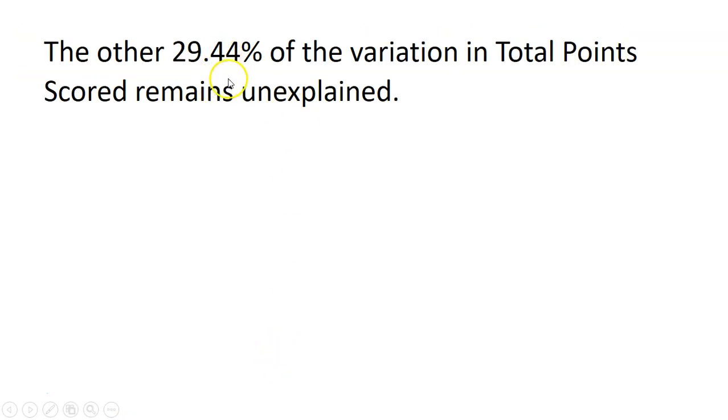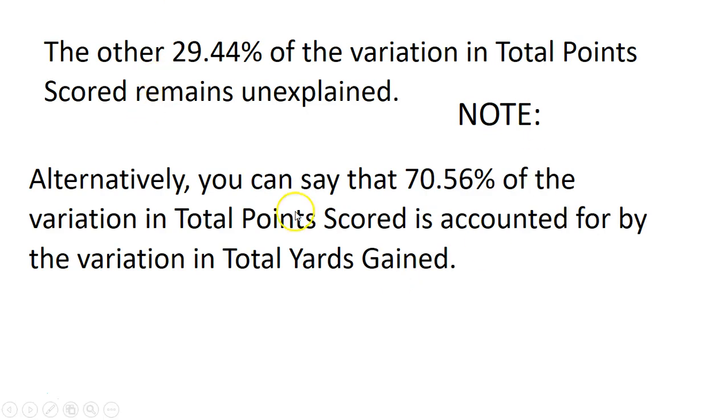The other 29.44-ish% of the variation in total points is unexplained. So that's where we might end up getting some outliers, something that's a little hazy, something that's a little fuzzy in the data. Maybe a certain team won, but they didn't score a lot of points and they didn't gain a lot of yards because there could have been fluke plays that happened. So maybe that happens. Alternatively, you can say that 70.56% of the variation in total points scored is accounted for by the variation of total yards gained.